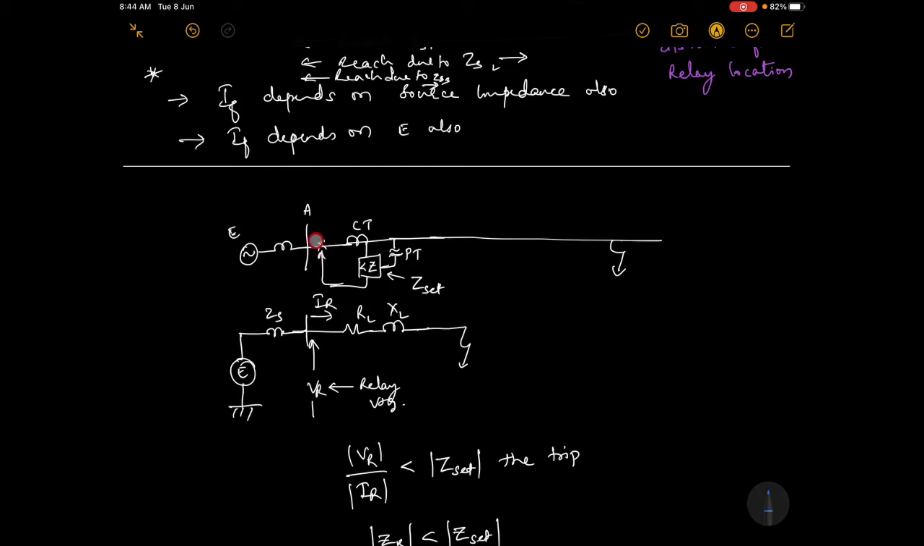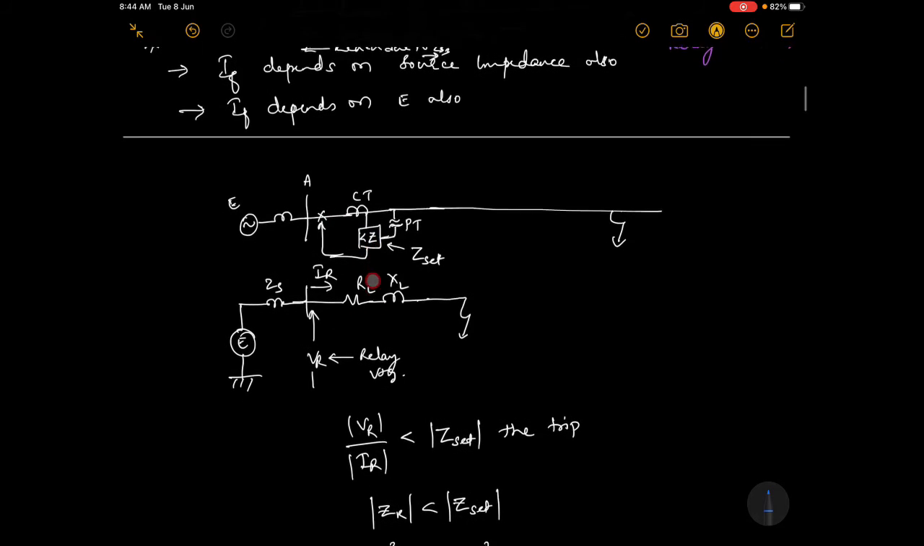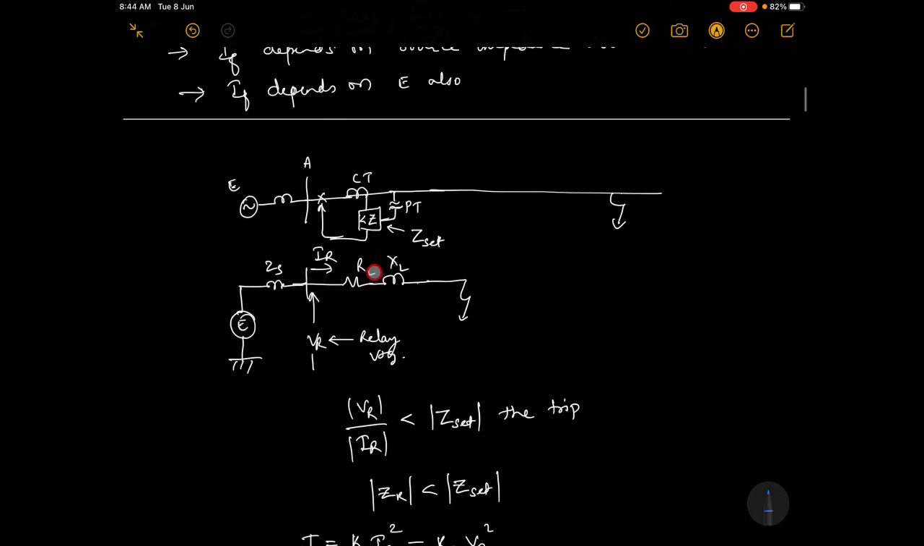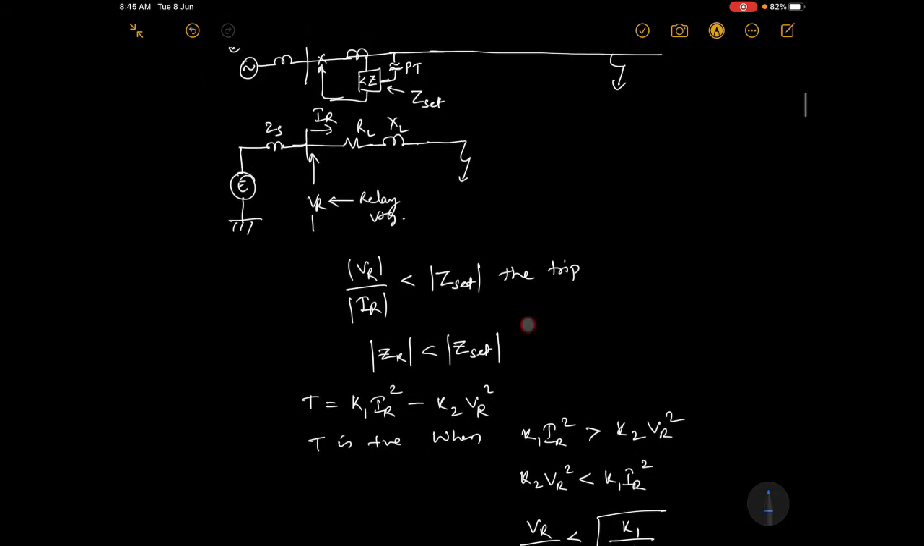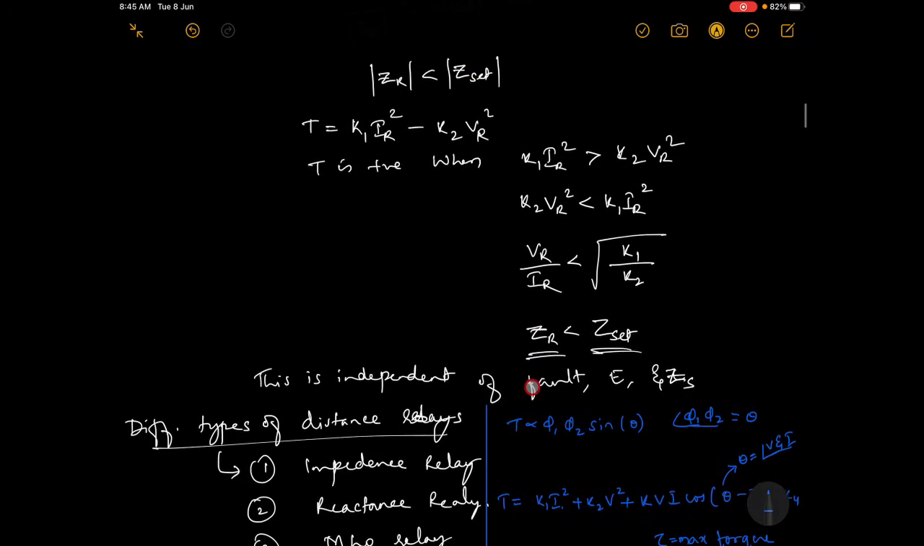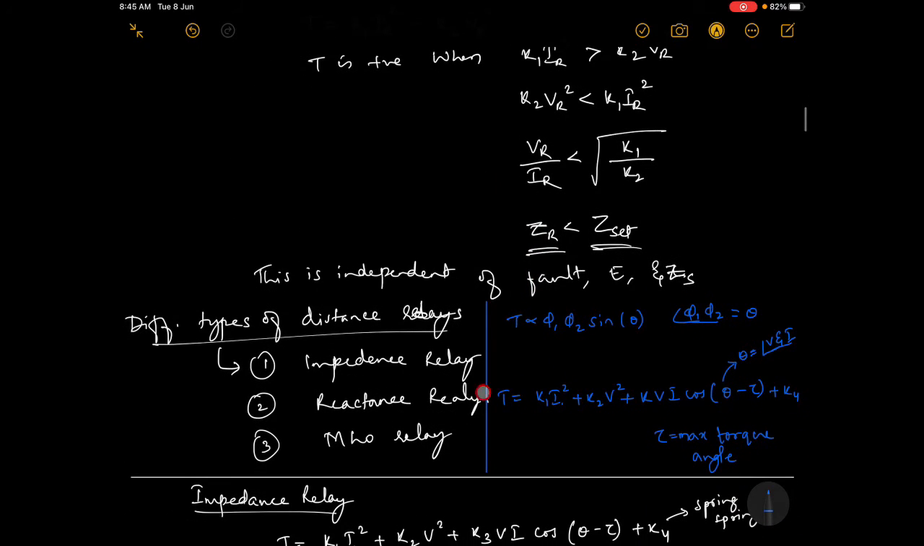It was measuring the voltage and current at this particular point. So V by I, the ratio was taken, and that ratio is nothing but Z. V by I is Z. Depending on the value of current and value of voltage, it would reach a certain distance. So hence the distance relay is directly proportional to Z. Since I am revising, I am going quickly.